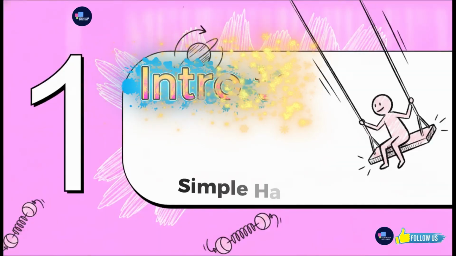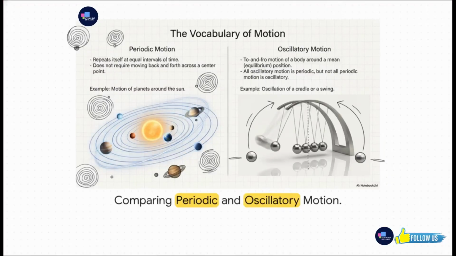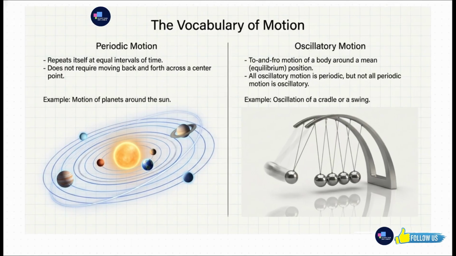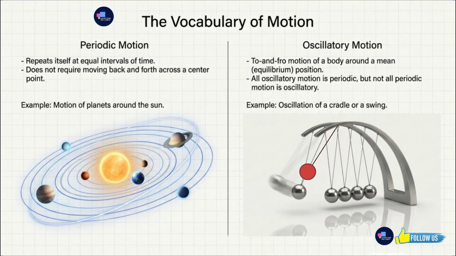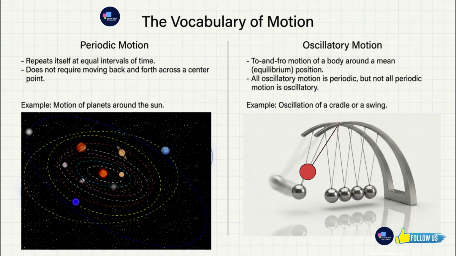Right, let's jump straight into Section 1, Intro to Simple Harmonic Motion. So, have you ever just sat back and relaxed on a swing? Think about that for a second. What truly makes that back-and-forth swaying motion different from, say, a planet moving in a giant circle? Well, to answer that, we really need to understand the vocabulary of motion.